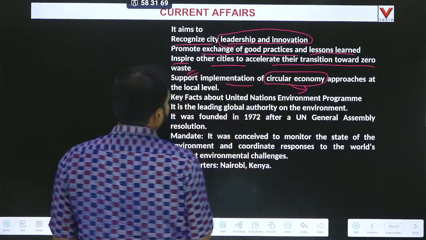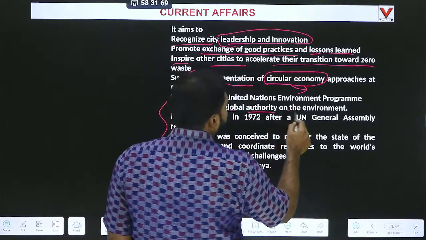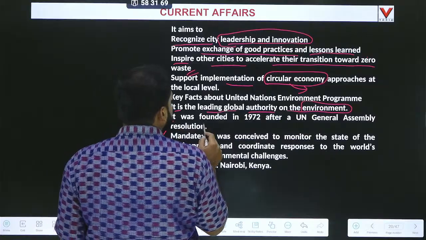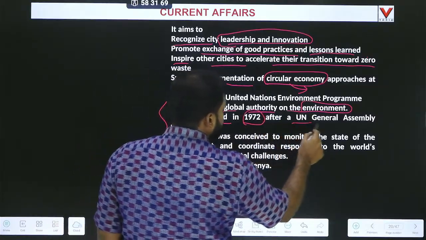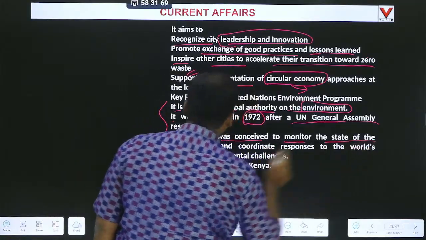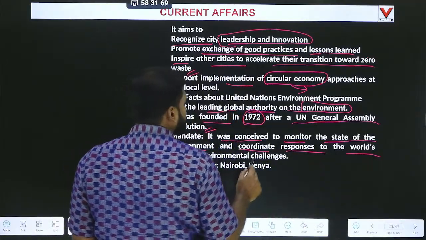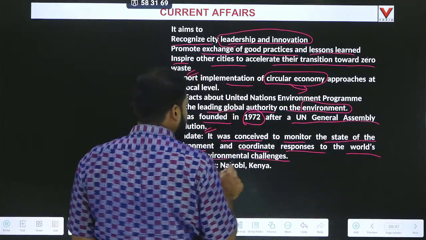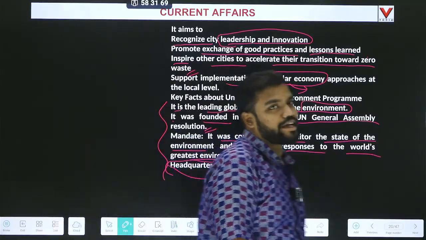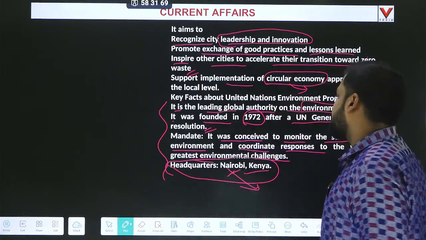Key facts about UNEP. This is important. It is the leading global authority on the environment, right? It's a UN agency about the environment. It was founded in 1972 after a UN General Assembly resolution mandate. It was conceived to monitor the state of the environment and coordinate responses to the world's greatest environmental challenges. Headquarters are in Nairobi, Kenya. Okay. This is a lesser known fact that a UN headquarters is located in Africa, that is in Kenya, Nairobi, right?